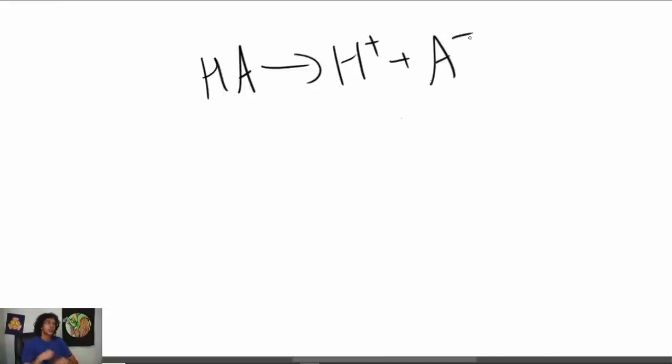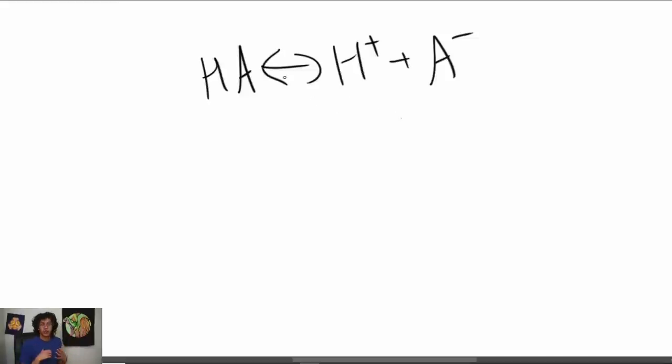Why don't we do this equilibrium strategy with an acid? So for a weak acid, we have HA, where A is just some random atom, yields H plus plus A minus, right? It's essentially giving off an H plus. Now we know for a strong acid, there's no equilibrium here, right? All of it is just going this way. It's not going to take back its H plus. But for a weak acid, it's actually going both ways.